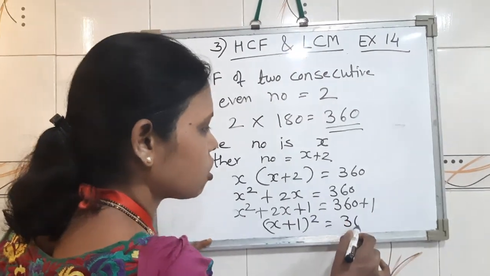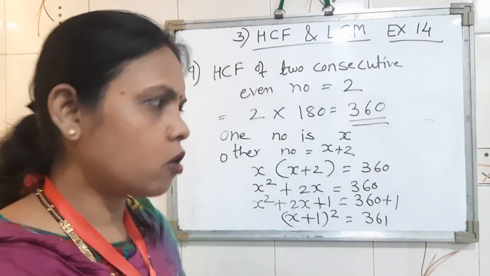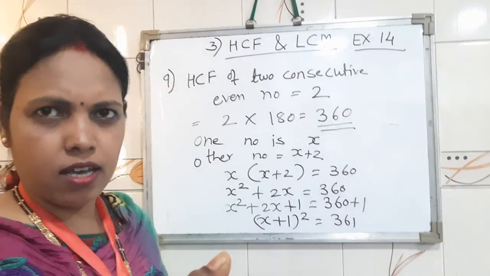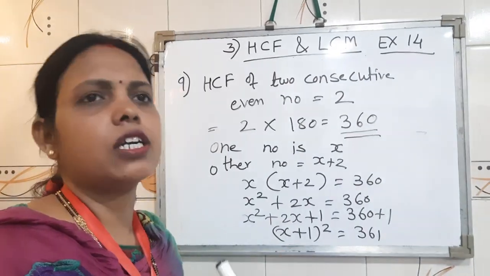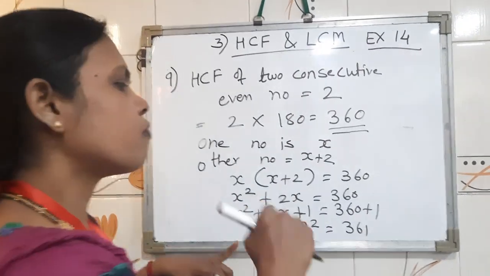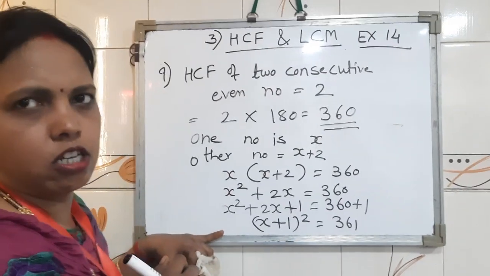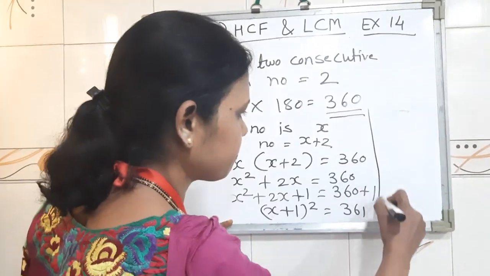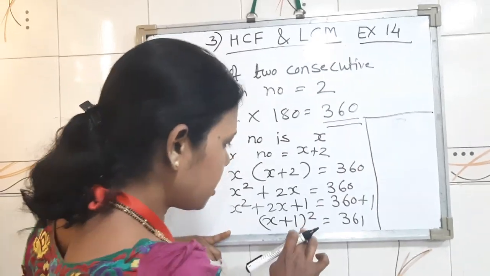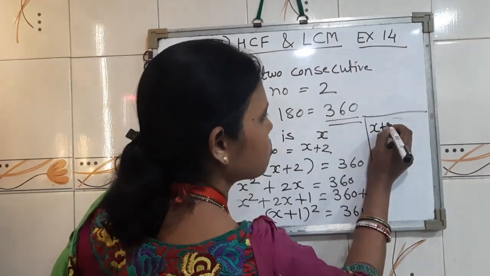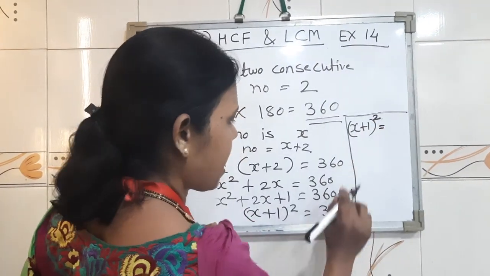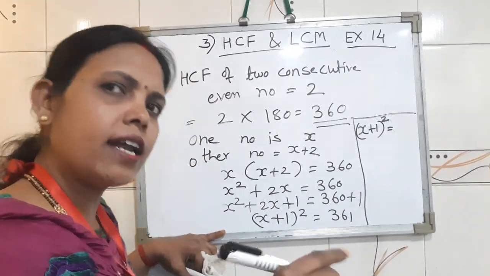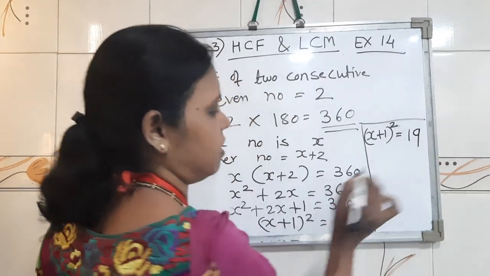And for 361, we are going to find out, for example, for 25, the square of 5 is 25. For 9, the square of 3 is 9. In the same way, for which number do we get 361? Here we write x plus 1 square, and here 361. 361 is the square of the number 19.